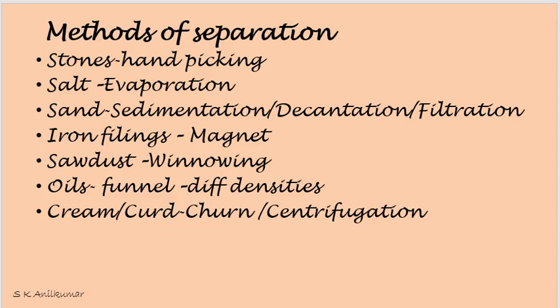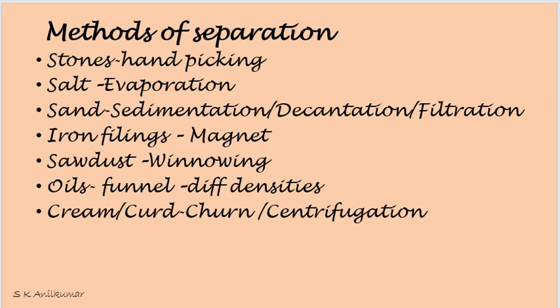Methods of separation. Stones: hand picking is one method of separation. Salt: by evaporation is another. If it is sand, you can do sedimentation, decantation, or filtration. If there are iron filings, you can use a magnet. If it is sawdust, you can do winnowing. If it is oils, you can use a funnel based on different densities.